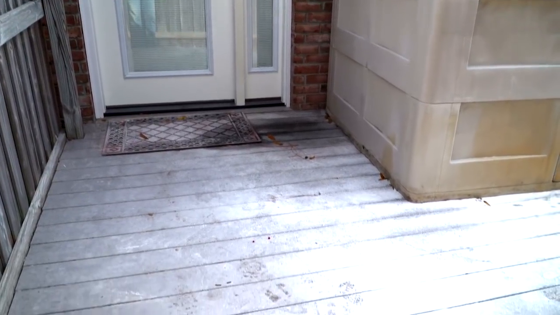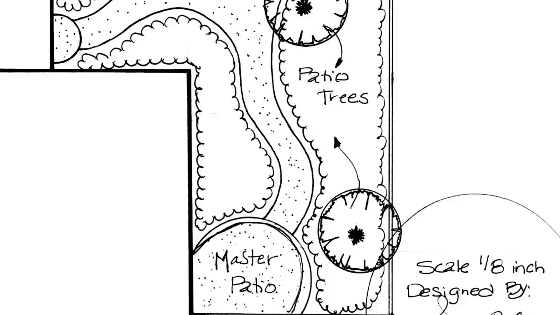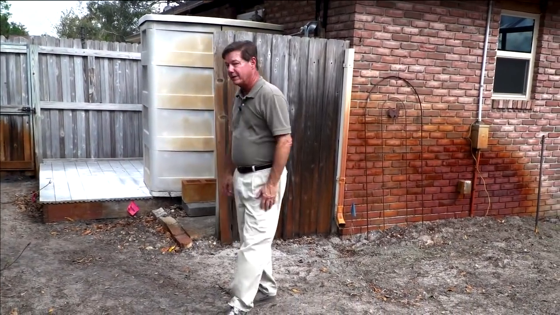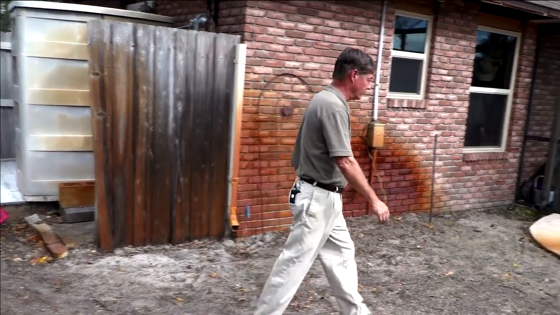So we're gonna redo this with pavers. An upper patio, if you refer to the plan, you'll see what I'm talking about. Then a curved little walkway that joins us over to the pool area. A few patio trees and some lighting, we can make this look really good.